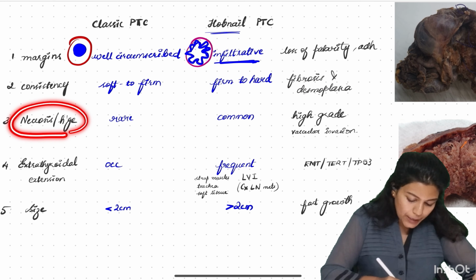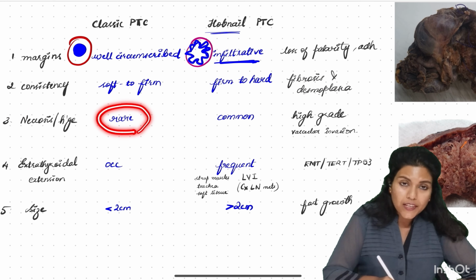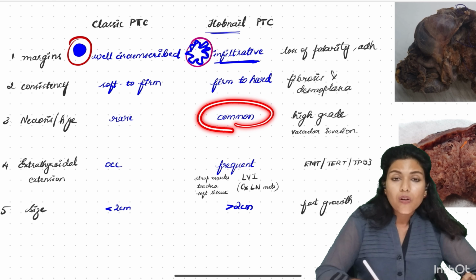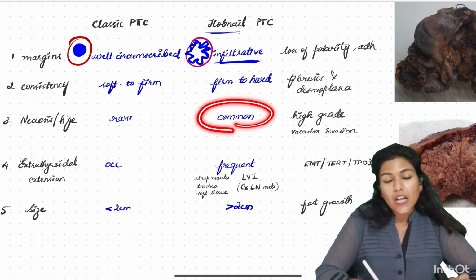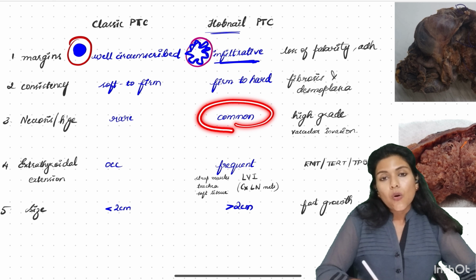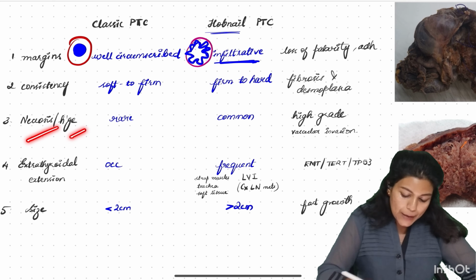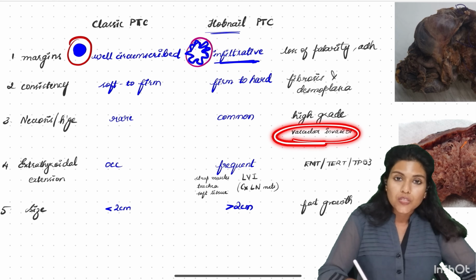Coming to necrosis and hemorrhage, in classical PTC it is rare. Whereas in hobnail PTC, necrosis and hemorrhage are common because the tumor cells grow at such a fast pace that they outpace the blood supply. Because of lack of blood supply, oxygen and nutrition, the tumor cells undergo necrosis. So necrosis is very common. Hemorrhages are because of vascular invasion.